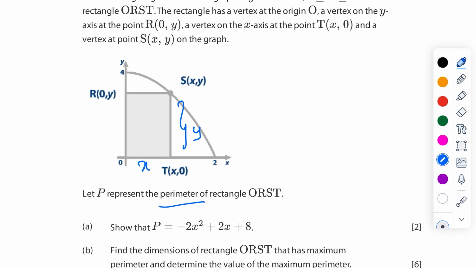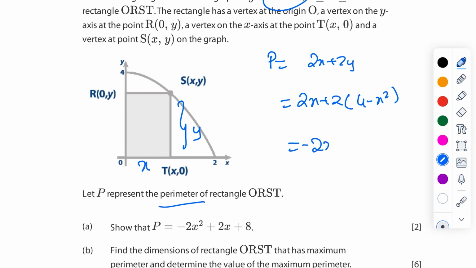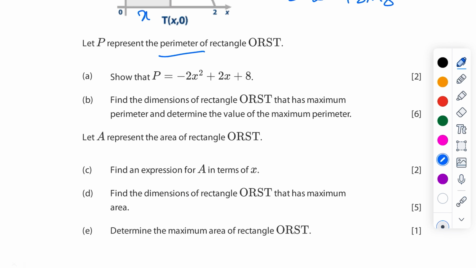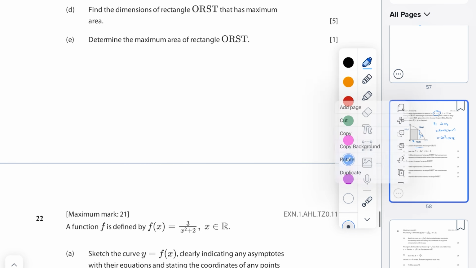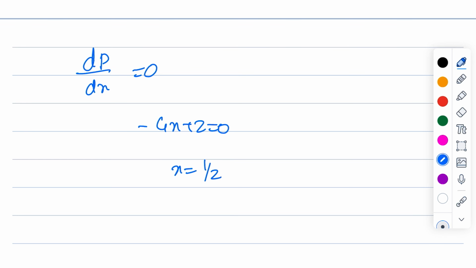So perimeter equals 2x plus 2y. So 2x plus 2 times y. y is 4 minus x square. So it becomes minus 2x square plus 2x plus 8. Determine the dimensions of the rectangle that has a maximum perimeter. So dP by dx should be equal to 0. First of all, to find a maximum or minimum, dP upon dx should be equal to 0. So minus 4x plus 2 should be equal to 0. x equals 1 upon 2.